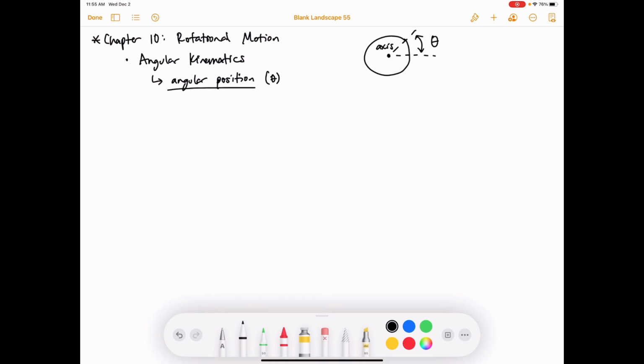Now, if the object is not rotating, the angular position is constant. It doesn't change over time. But if the object is rotating, let's say in this direction, then the angular position will be changing. And what you'll have is what's called the angular velocity. So the angular velocity is given by omega, and it's defined as the time rate of change of angular position, or the derivative of angular position with respect to time.